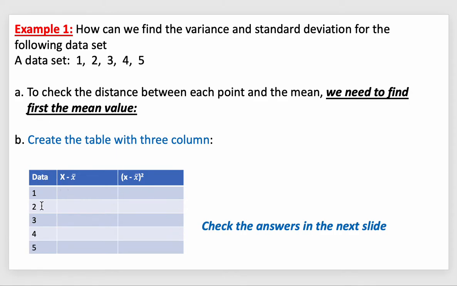In the first column we're going to write all the data, which is given. And then in the second column, we're going to take each data point and subtract from it the mean that we calculated in step number 1. In the last column, we're going to take these numbers and square them, put them to the power of 2 on my calculator. Pause the video at any time so you can try all by yourself before you see the answer.